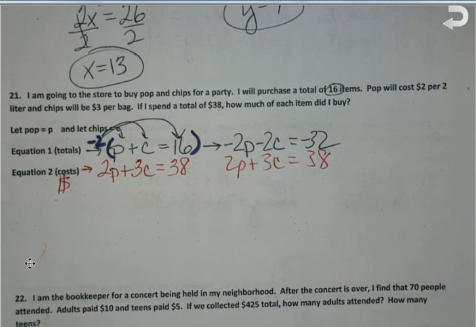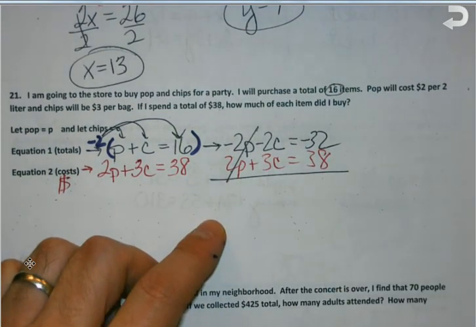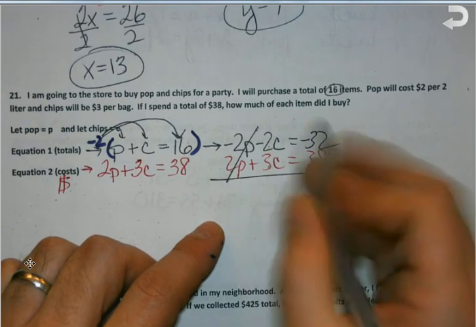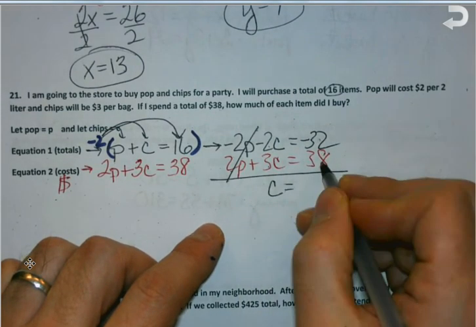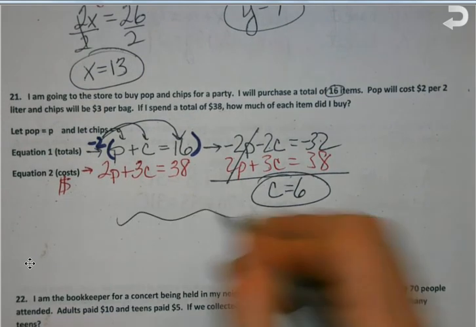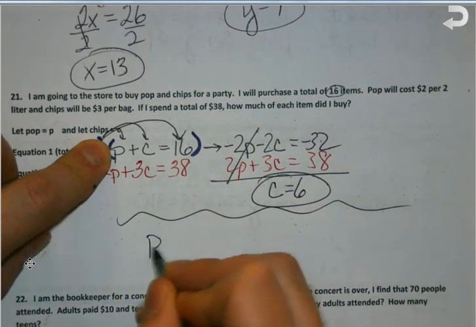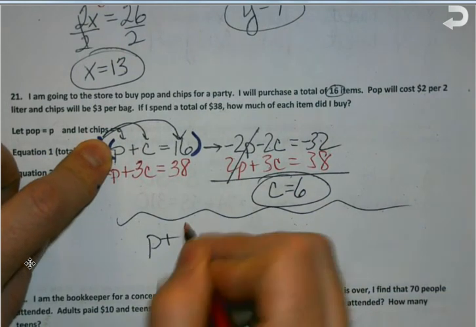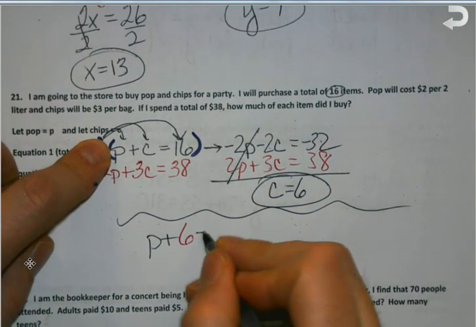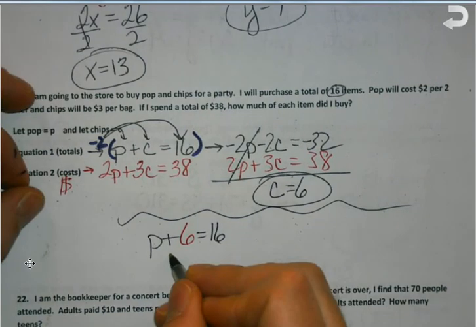And a couple of nice things happen this time. Negative 2 and positive 2 cancel. Negative 2 plus 3 is just C. And negative 32 and 6. Sweet. I don't even have to do anything else. I just get C. And then again, it's about simplicity. If I use the top equation now to figure out P plus C, which I know is 6, equals 16. I got a one-stepper and I'm done. It's nice.